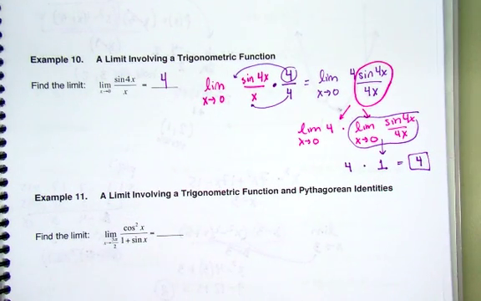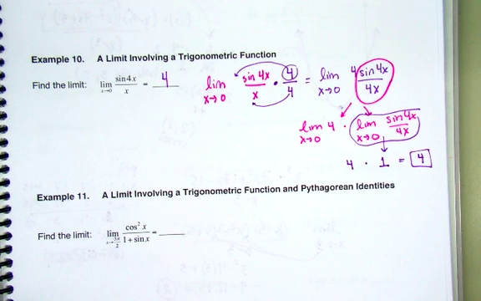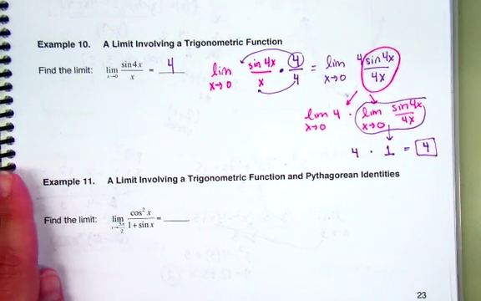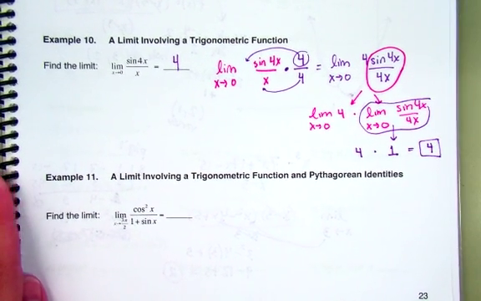Kind of make sense? Just want to check my rule here. All right, this last one is a little manipulation with a trig function and Pythagorean identities. All right, good. I'm still recording.